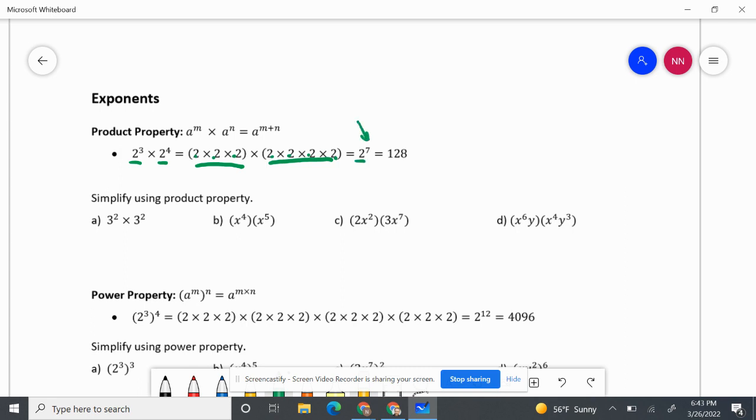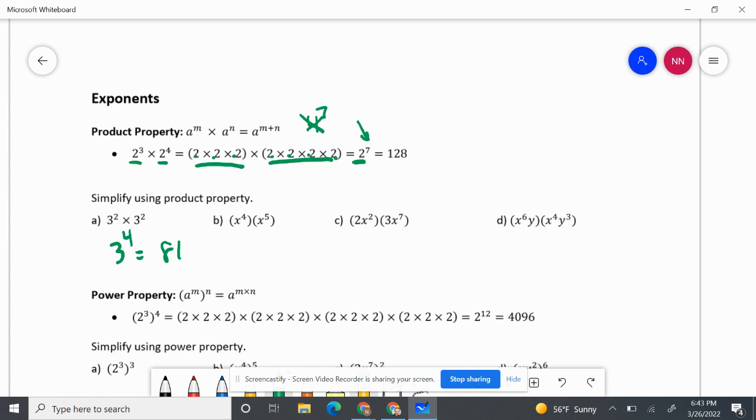The main thing I want to point out here is notice that the base stays the same. A lot of students, when they're doing this, want to put 4 to the 7th. But we're not counting 4's, we're counting 2's. That's why it's 2 to the 7th, and 2 to the 7th is 128. So looking at letter A, 3 to the second times 3 to the second is 3 to the fourth. Once again, it's not 9 to the fourth. We're not counting 9's, we're counting 3's. 3 to the fourth is 81.